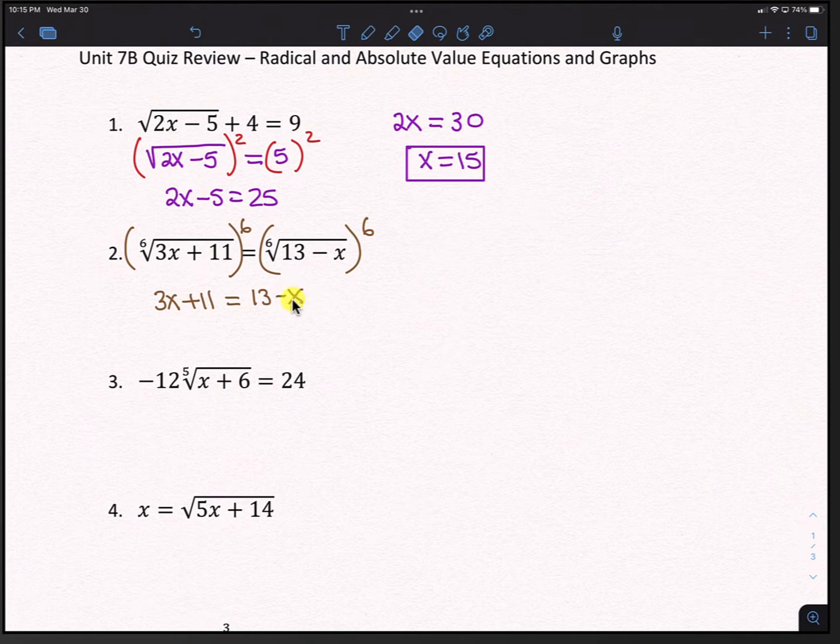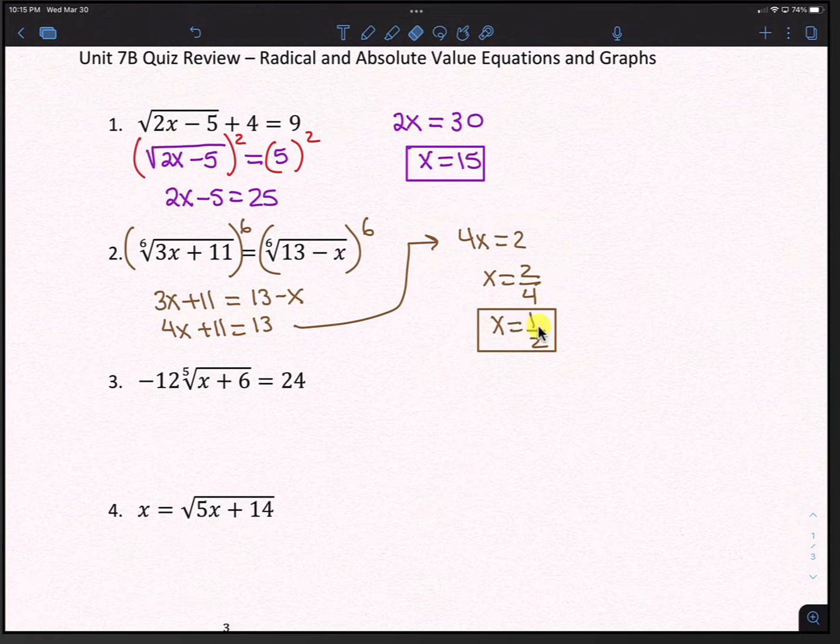Well, let's go ahead and add x to both sides. That results in 4x plus 11 equals 13. Now let's subtract 11 from both sides. We now have 4x equals 2. And then let's divide by 4 on both sides. So x is 2/4, which of course reduces to 1/2.